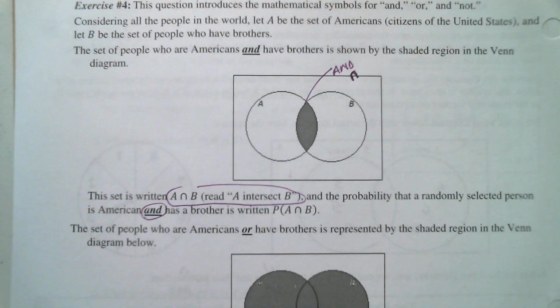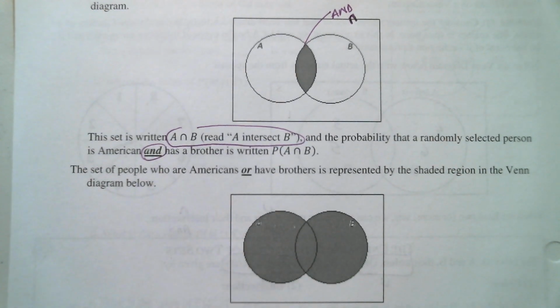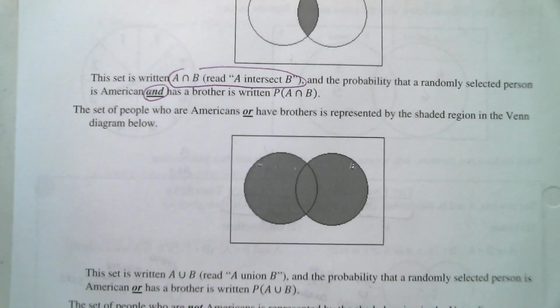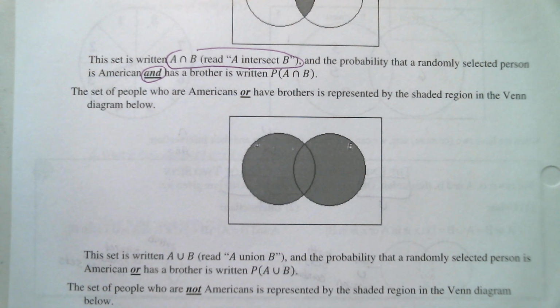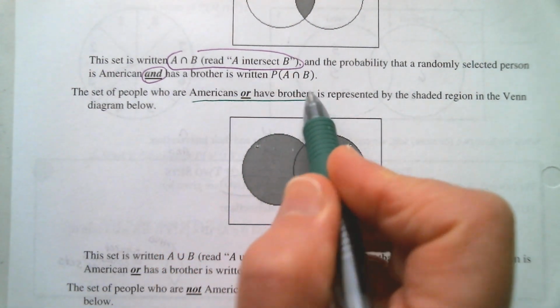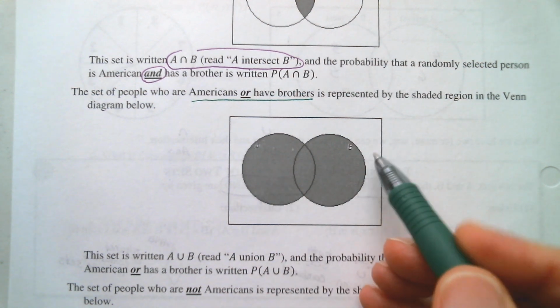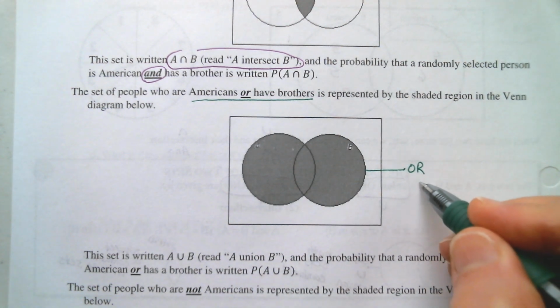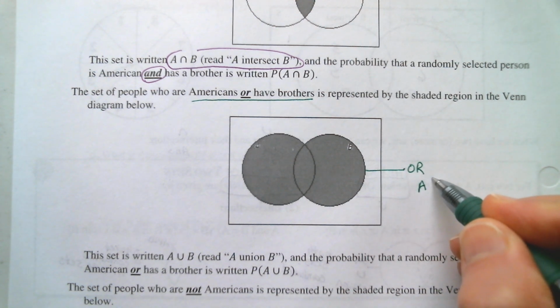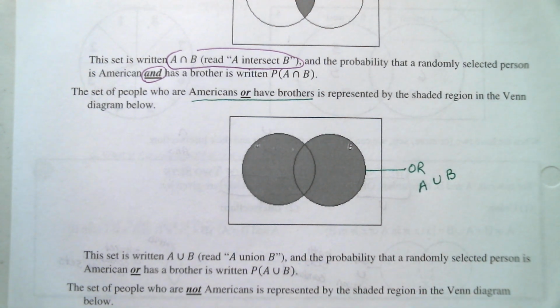The set of people who are Americans or have brothers is represented by the shaded region in the Venn diagram. Yeah, we know, Americans or have brothers. So this is the or. This is our A or B, which we know is the two circles combined. And in symbols, this is A union B, which is for A or B.